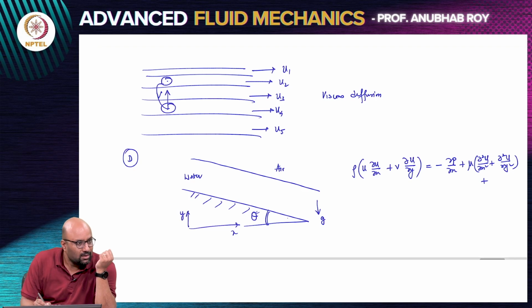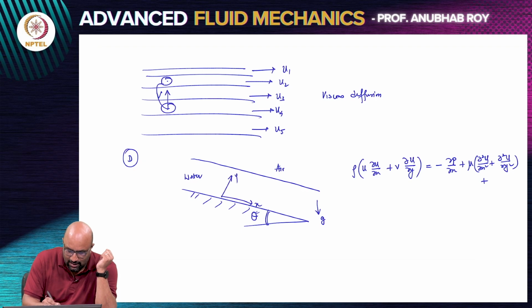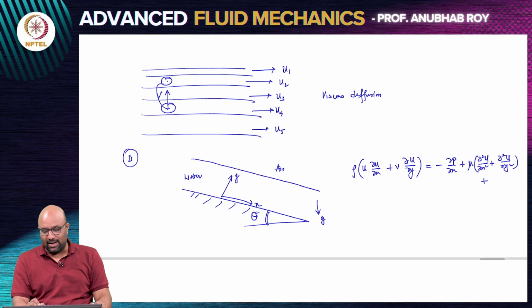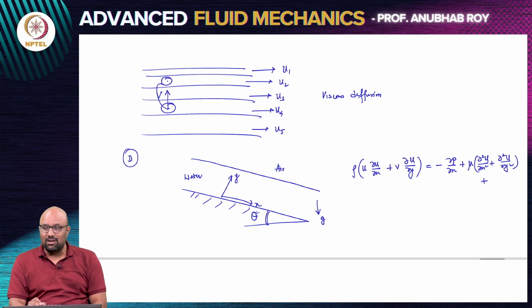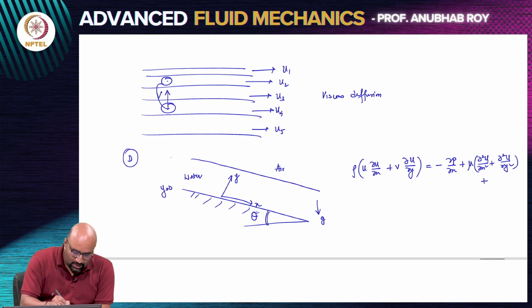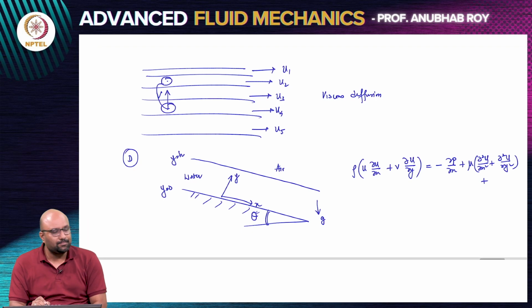But here, because the surface gives me a natural choice of coordinate system, what I will do is I am going to assume that this surface is my x-axis instead of what I was doing earlier, and the direction normal to the surface as y-axis, because that is a natural boundary condition. The interface and the bottom wall are surfaces of constant y. So this is y equals 0, this is y equals h.